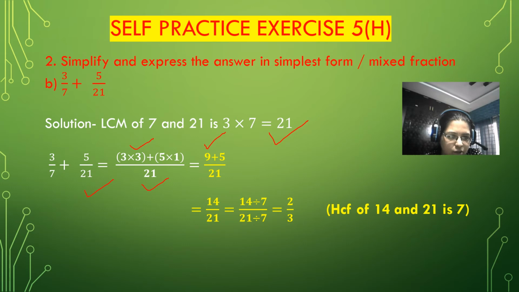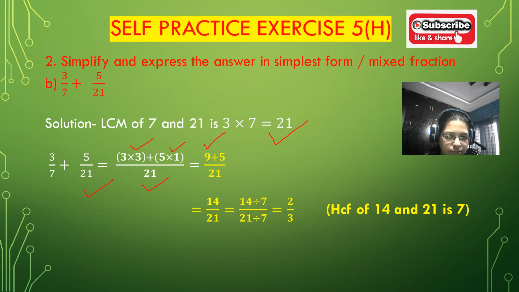Then divide the LCM 21 with the denominator 21, we get 1. Then 1 multiplied with the numerator 5, we get 5. Now we get 9 plus 5, which is equal to 14. 14 divided by 21.